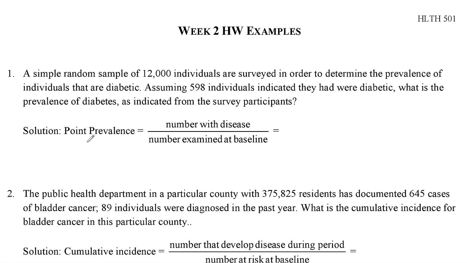So point prevalence by definition from our textbook is the number of people with disease out of the number examined at baseline. So the number that indicated they had disease were this 598, so that's in our numerator. And then the number examined at baseline, assuming everyone answered the survey, is the 12,000. So 598 out of 12,000. And then your problems, I believe, want that as a percentage. As a decimal, if you key this into the calculator, it's 0.0499, or 4.99%.